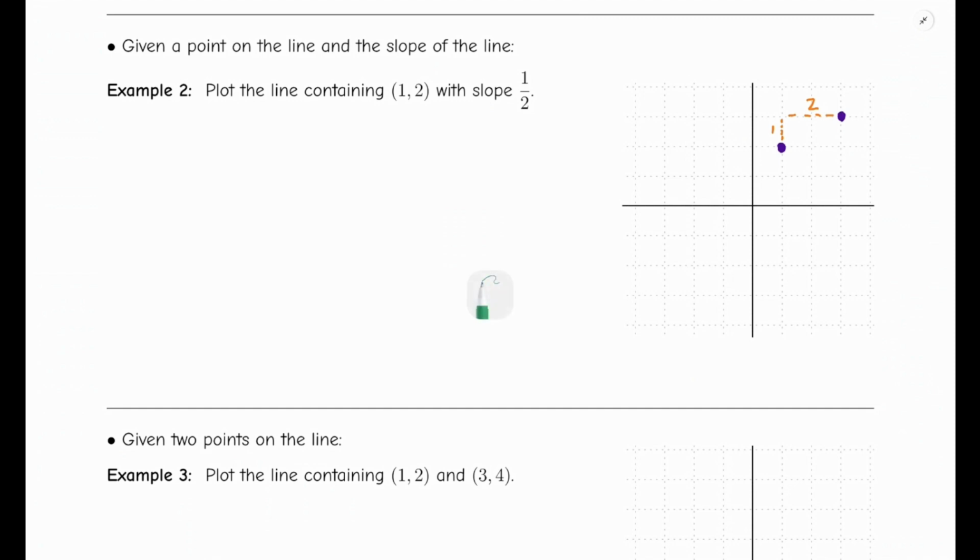We could have also, instead of going up 1, gone down 1. This would be represented by a -1. But since it's a -1, I would need a -2, so that means I would have to go left 2, which would be represented by a -2, and that could have also given me a second point. So depending on where your first point is located, when using the slope, you can either go up and over or down and over. And then don't forget to connect the points.